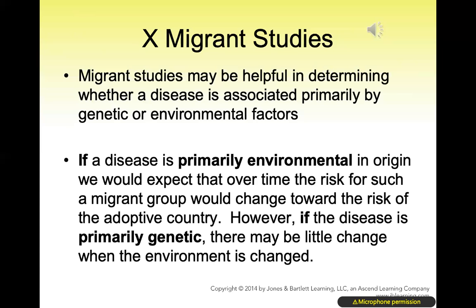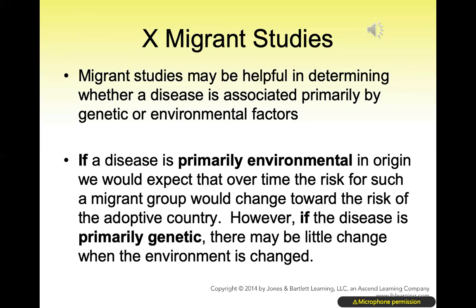Another group of studies that can be very helpful is migrant studies. So we're looking at a person's immigration pattern. So let's say that they grew up in a part of the world with a high incidence of multiple sclerosis, such as Canada or Sweden, and they end up moving to a location with a very low risk of multiple sclerosis like Israel.